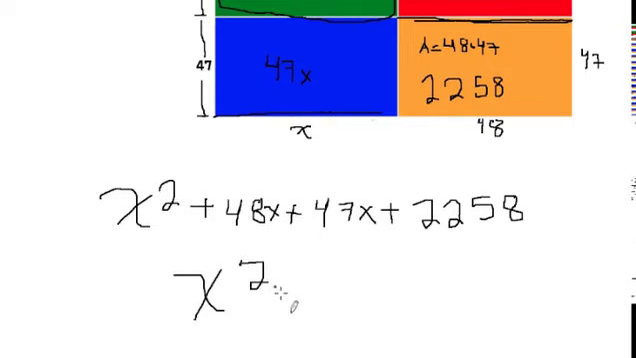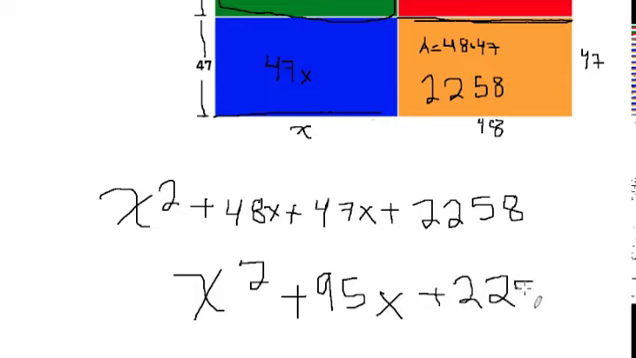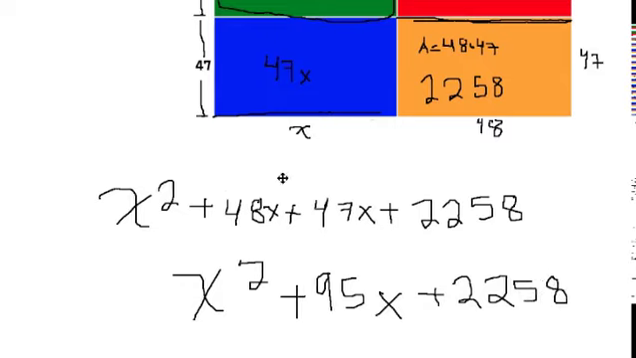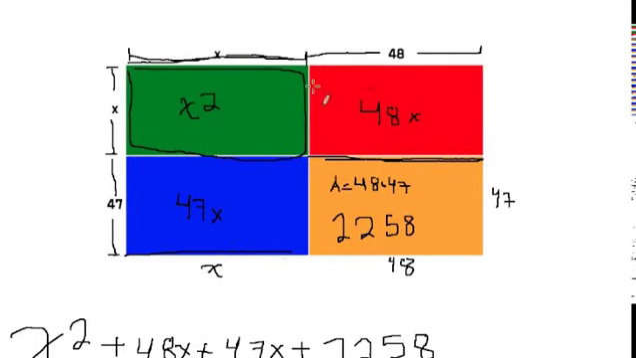The answer will be x squared plus 48 plus 47. How much is 48 plus 47? To get the answer quickly, it's going to be 95x. And then plus 2,256. Okay, so that's how you get the area for this full shape.